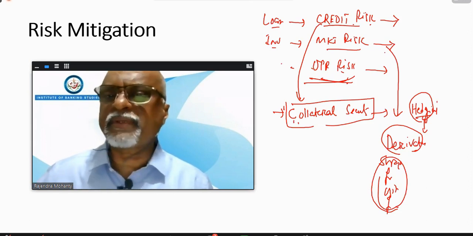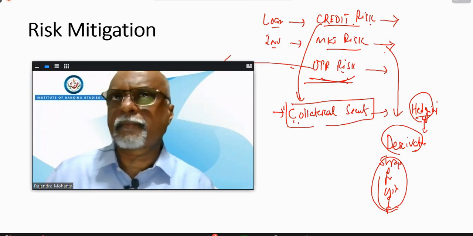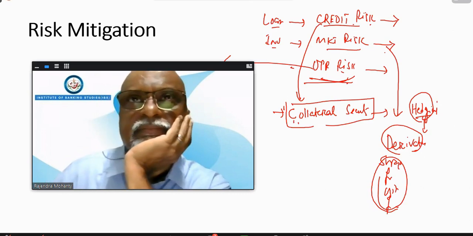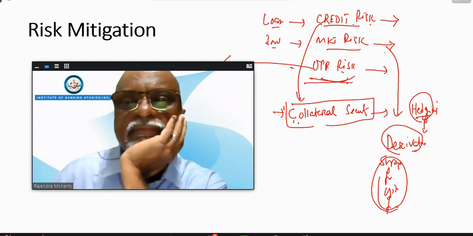Derivatives: swaps, futures, options, forward contracts. All these are hedging instruments to reduce the market risk.